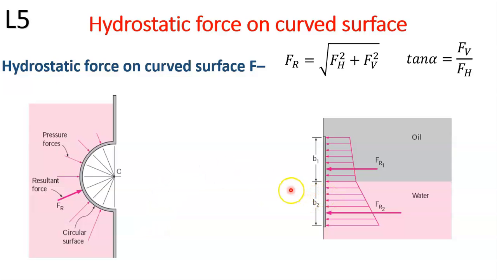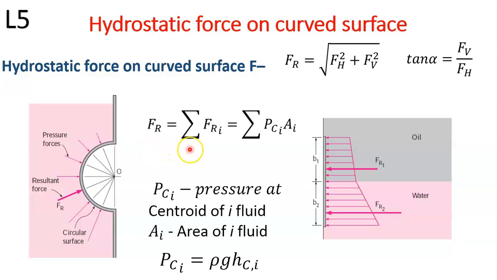Mathematically, we are doing both things in an orderly way. So the resultant force is the sum of all resultant lines, and every resultant line is the vector sum of vertical and horizontal force, and that is equal to summation of PCi Ai, where PCi is the pressure at the centroid of the ith fluid and Ai is the area of the fluid. Therefore PCi we can rewrite as rho g hCi, where h is the height of the centroid for the ith fluid.